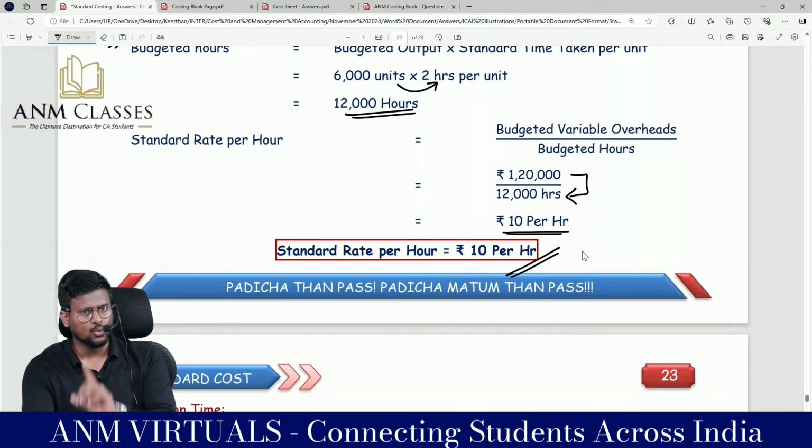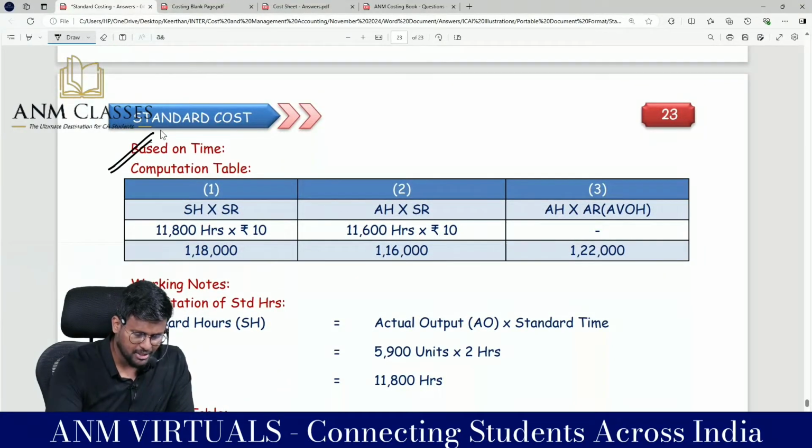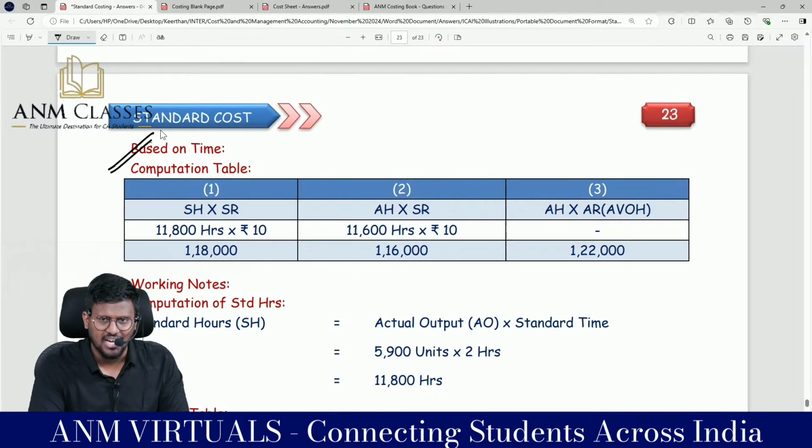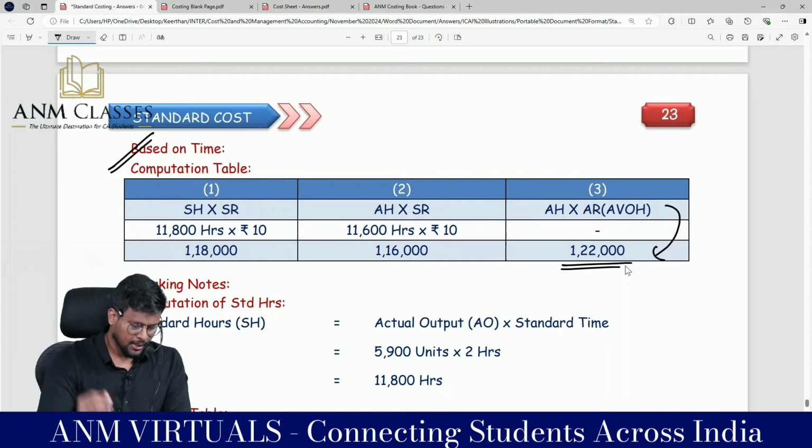ஒரு மணி நேரத்துக்கு 10 ரூபாய் கரண்ட் பில், சார் ஒரு யூனிட்டுக்கு 20 ரூபாய் கரண்ட் பில், பிகாஸ் ஒரு யூனிட் தயாரிக்க 2 மணி நேரம் எடுத்துக்குது. கரெக்ட்டா? So we are going to calculate based on time and based on output. Based on time, standard hour into standard rate, actual hour into standard rate, actual hour into actual rate. AVOH first given, first I will write 1,22,000. Pakka? Yes, sir.